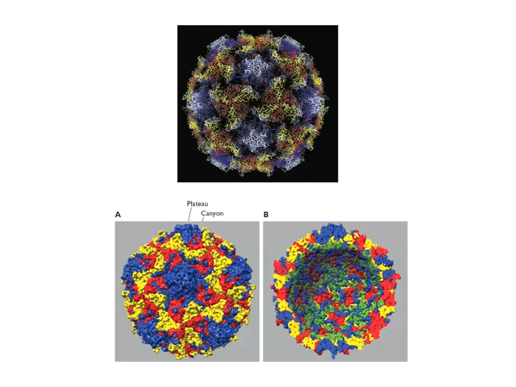So here's a surface view of poliovirus. Here's your 5-fold axis of symmetry. You can see the star up there. Here's a 6-fold axis.